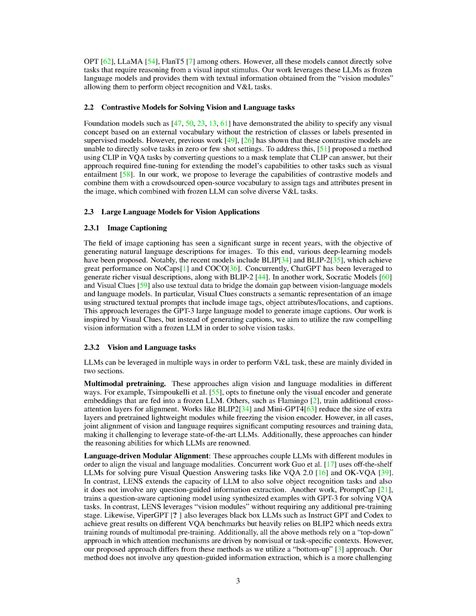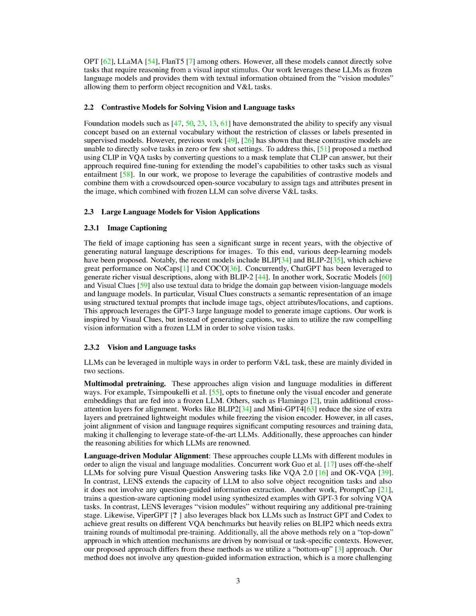2.3.1 Image captioning. The domain of image captioning has experienced substantial growth in recent years. The goal is to generate natural language descriptions for images. Many deep learning models have been proposed to meet this end. Remarkable recent models include BLIP and BLIP2, which exhibit stellar performance on NoCaps and COCO datasets. At the same time, ChatGPT has been used alongside BLIP2 to create richer visual descriptions.